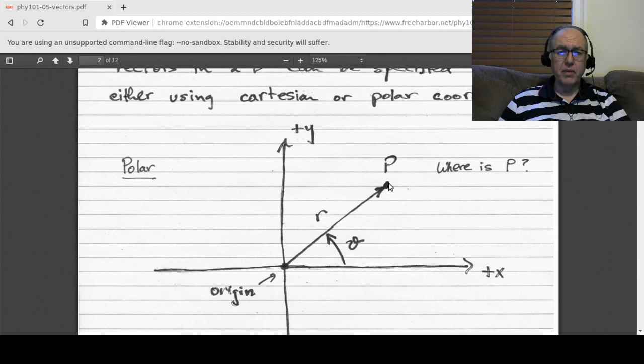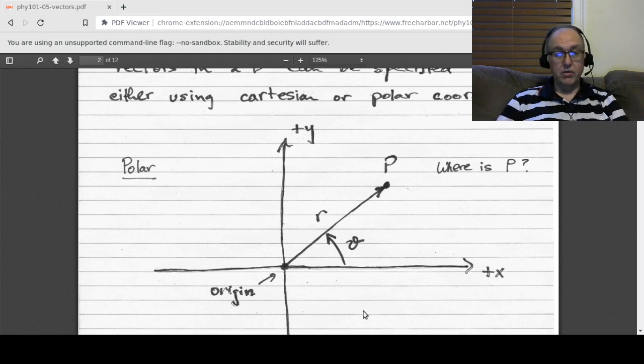So here's P, here's the origin, and say P is 3 meters from the origin, then r would equal 3 meters. That tells you how far you have to travel from the origin to get to the point P. But just telling you that you have to travel 3 meters is not good enough, because if I say it's 3 meters from the origin, you're going to say, well, 3 meters over here, or 3 meters over here, or 3 meters over there, or 3 meters over there.